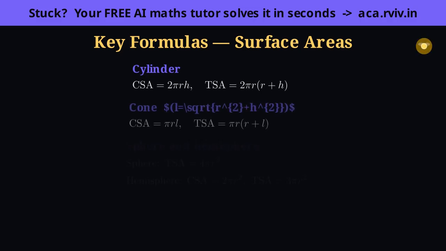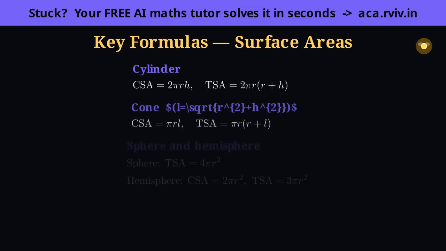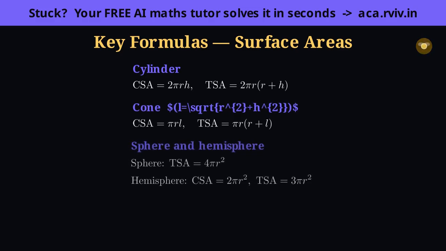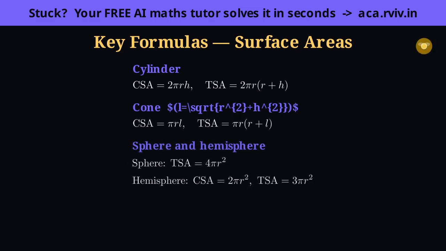A sphere's surface is 4 pi r squared. A hemisphere's curved part is half of that, 2 pi r squared, and adding its flat circle pi r squared makes 3 pi r squared in total.